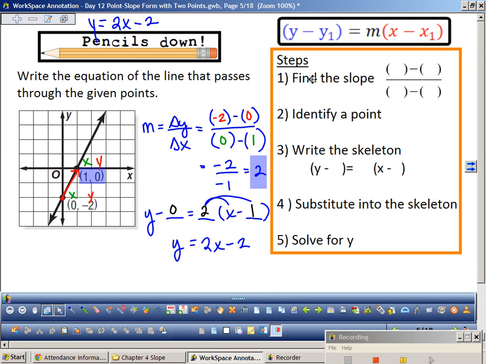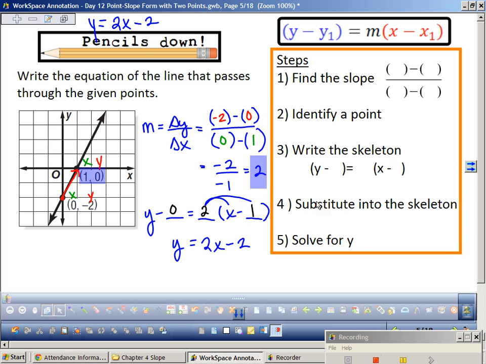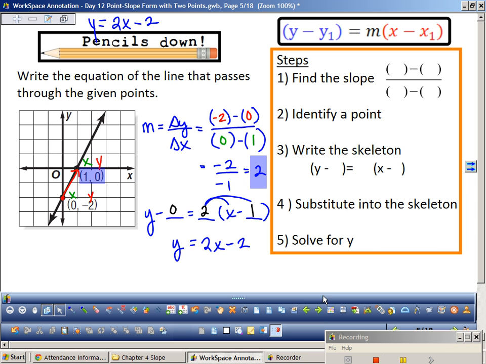So here are my steps. Find the slope using the slope skeleton. Identify a point. We identified a point. Write the skeleton. We wrote our skeleton. Substitute into the skeleton. We did that. And solve for y. Questions? So what's different today from yesterday? We just have to find the slope first, okay? All right, I'm going to do another one. Still pencils down. You're going to have plenty of time to do your own, okay?